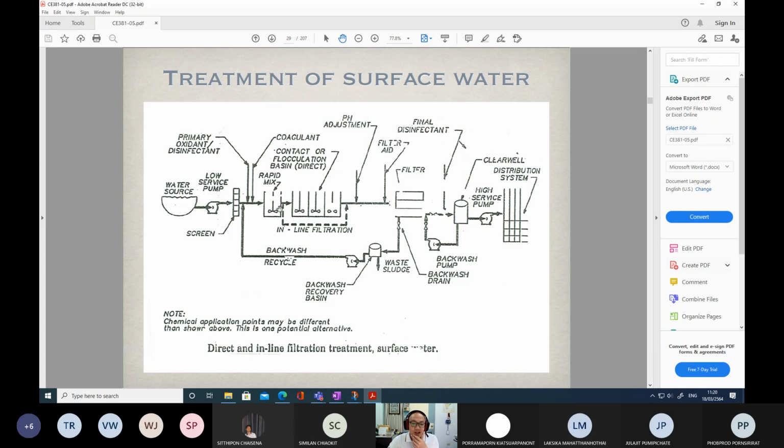And next to the rapid mixing, we need to provide the slow mixing chamber. This slow mixing chamber is used to promote the conglomeration amongst the colloidal particles. So such very small particles become bigger and then finally can precipitate to the bottom of the chamber.